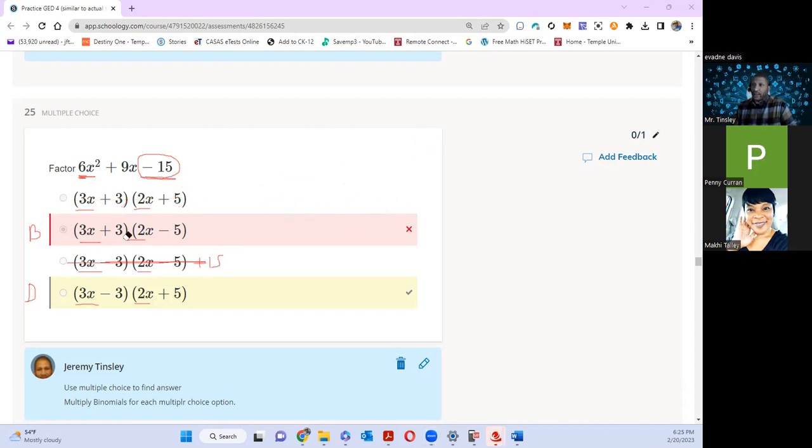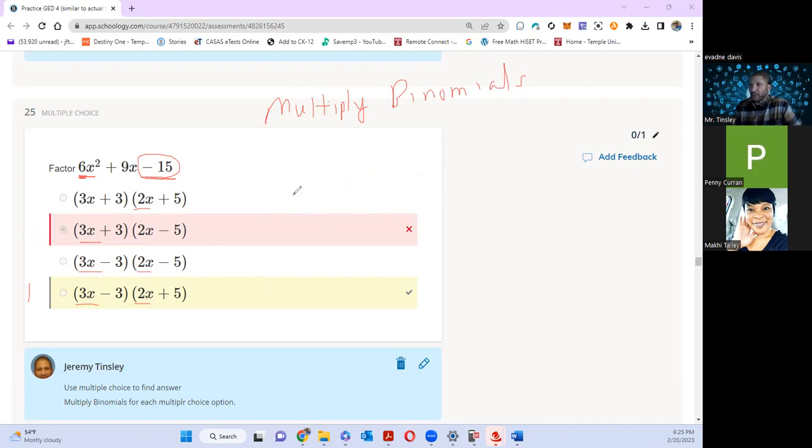So what we've got to do is multiply binomials. A lot of people have problems with this concept. Well, what is a binomial? What does bi mean? Bicycle has how many wheels? 2. Bi means 2. So 2 terms times 2 terms. A monomial is 1. A polynomial is many.